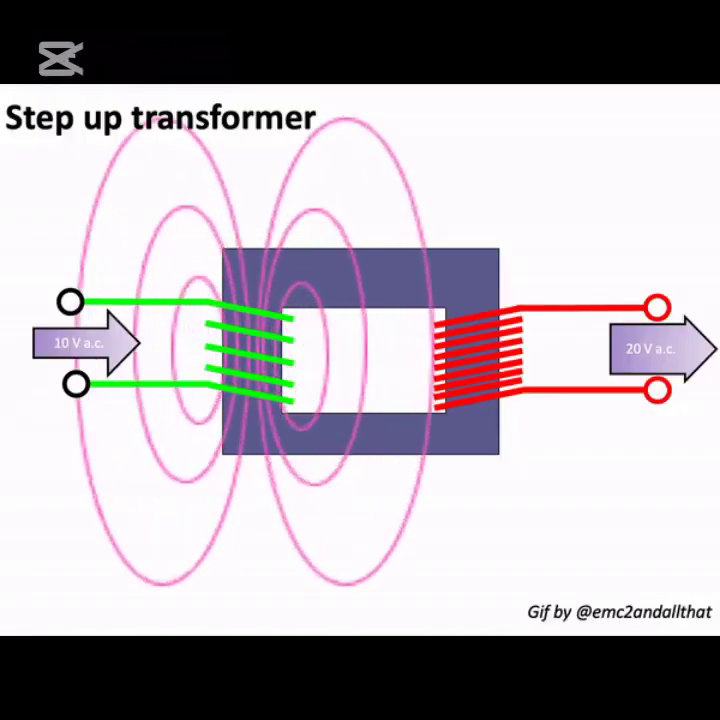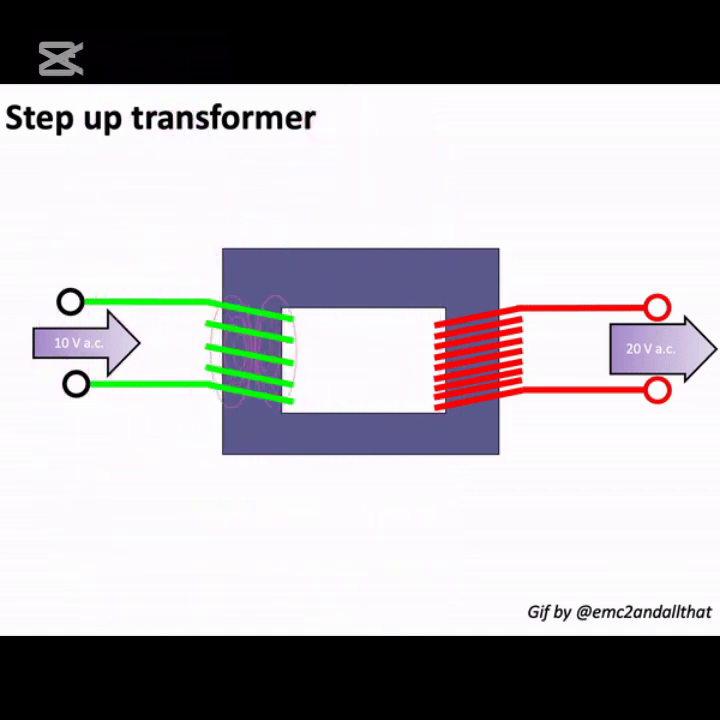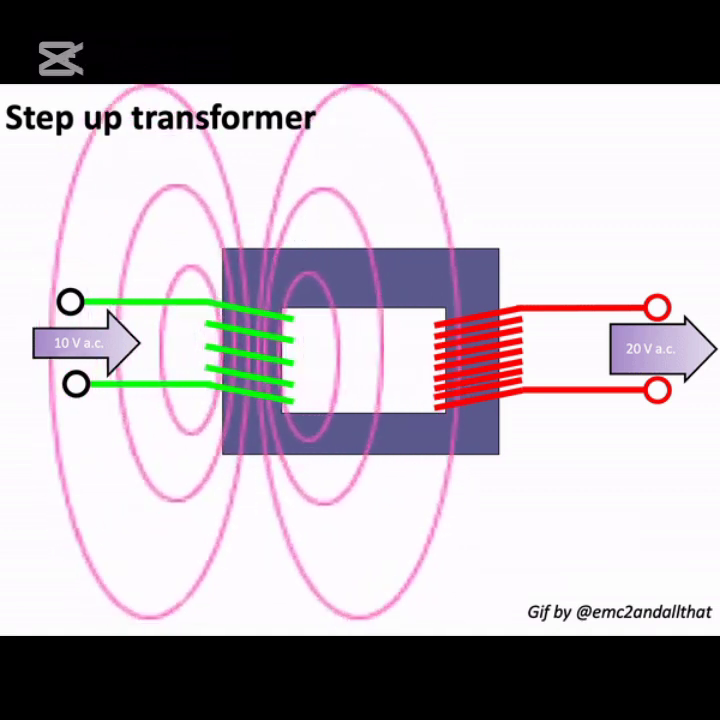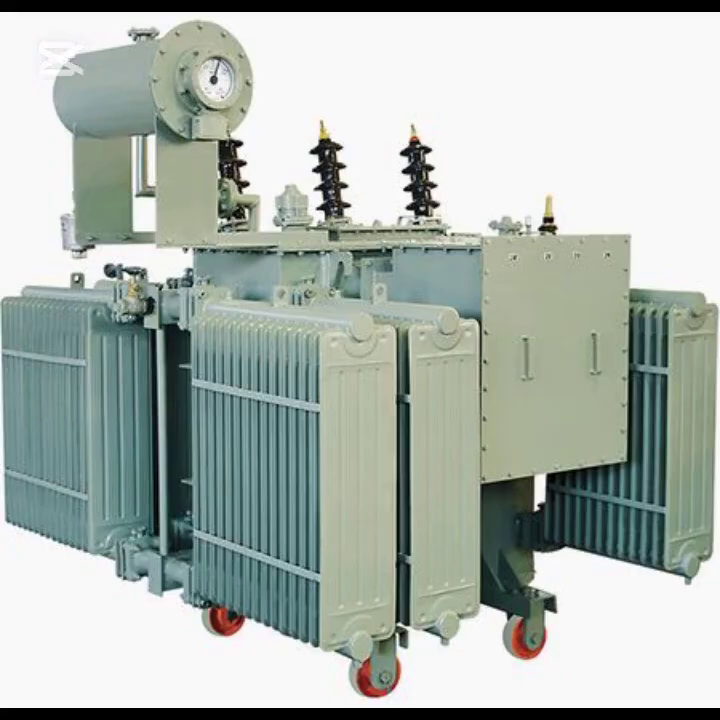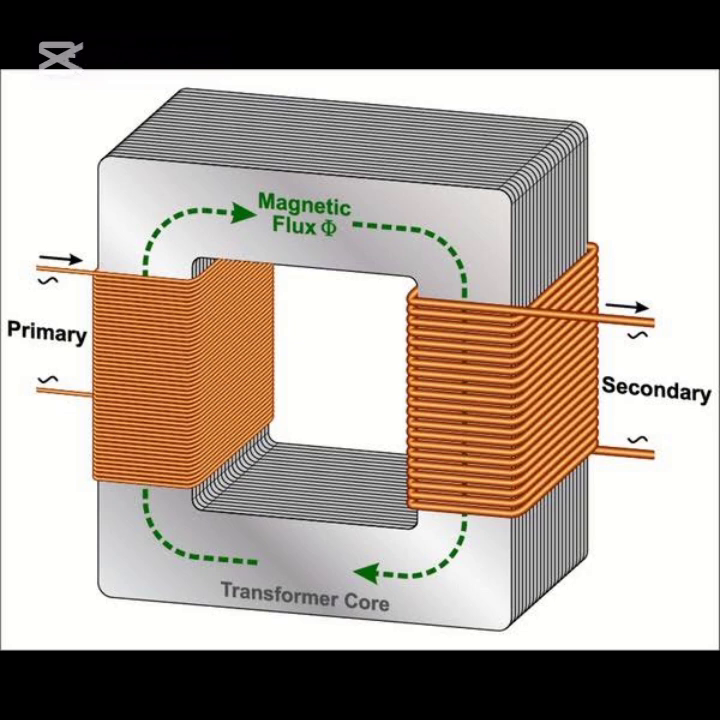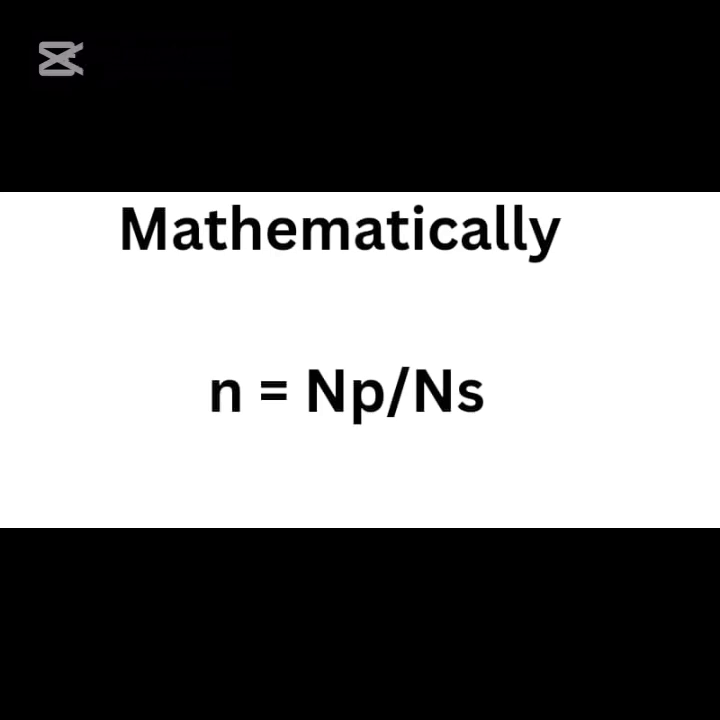For step-up transformers, you will notice that the number of windings in the secondary winding of the transformer is higher than the primary winding. Another way to determine whether a transformer is step up or step down is to simply compare the turns ratio. The turns ratio, N, is the ratio of the number of turns in the primary coil, Np, to the number of turns in the secondary coil, Ns. Mathematically, N equals Np divided by Ns.